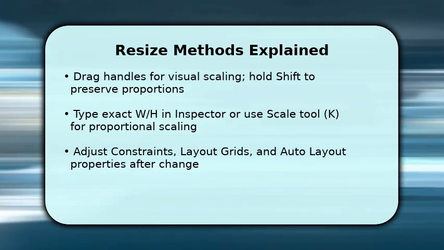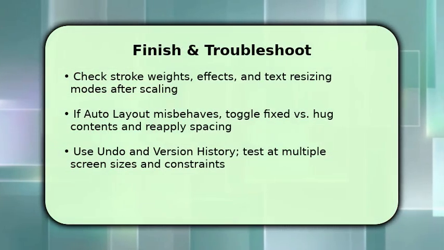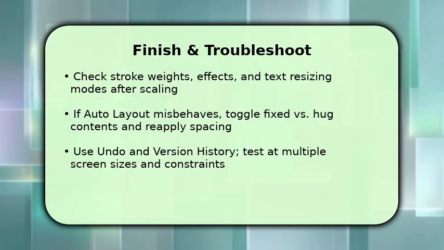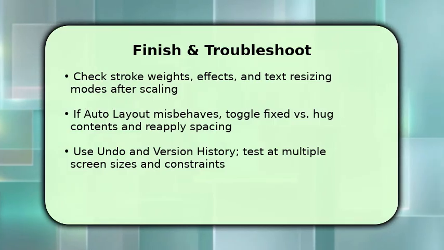Once resized, review constraints, layout grids, and auto layout settings so child elements and spacing update correctly and nothing collapses unexpectedly. To complete the task, inspect strokes, effects, and text layers. Change text resizing mode to auto width, auto height, or fixed to control wrapping.